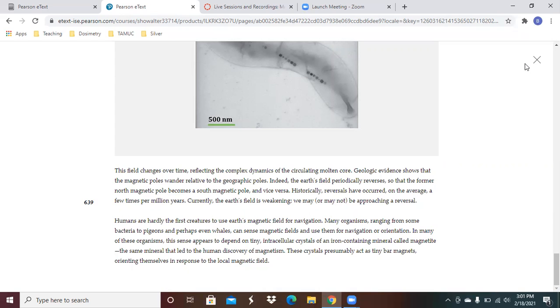So, organisms other than humans, ranging from bacteria to pigeons and even whales, can sense magnetic fields and use them for navigation and orientation.